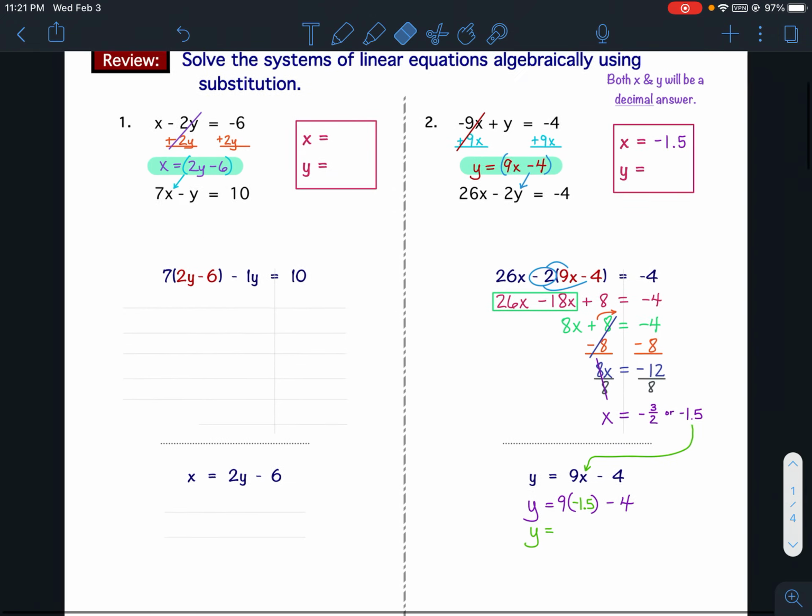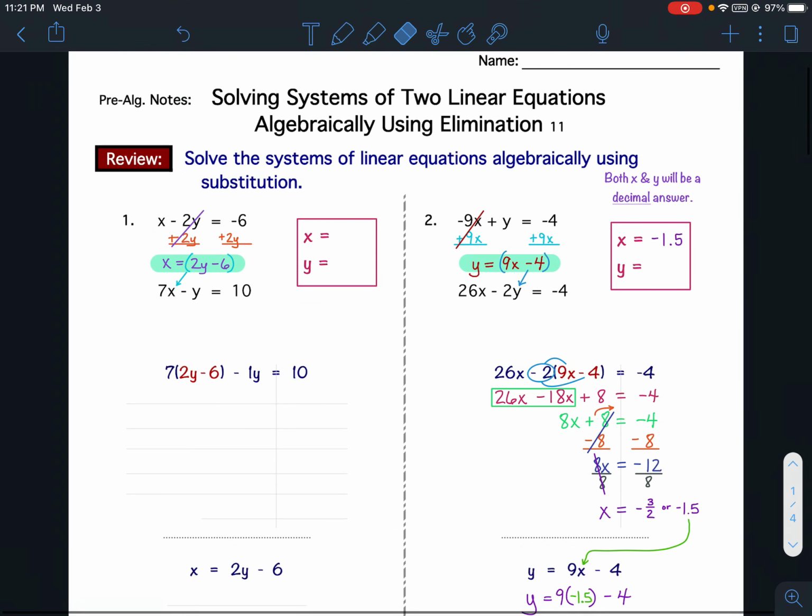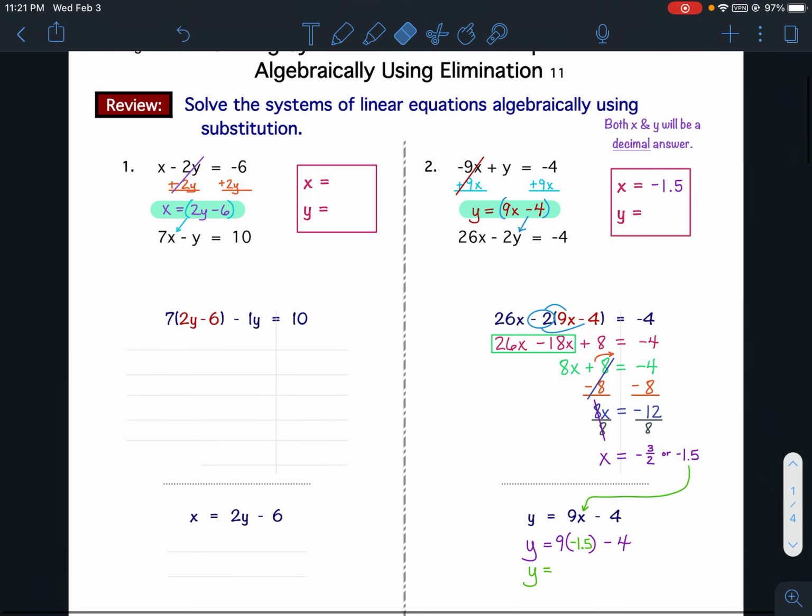All right, so that is it for the Using Elimination Lesson 11 Notes Review. If you have any questions, please let me know. Again, you're going to be completely on your own for number 1. Number 2, I did half of it with you. And the second part is very easy, so you should be fine. If you have any questions, please do not hesitate to ask.